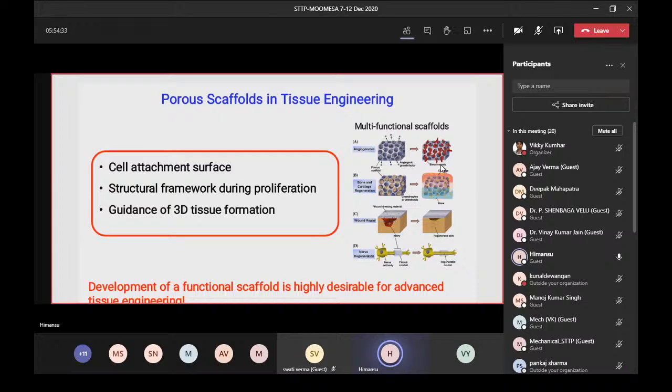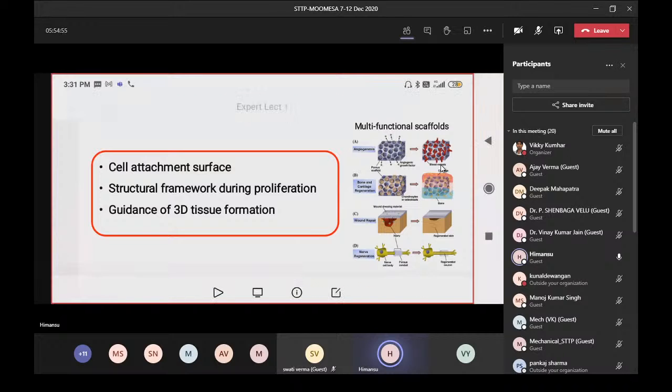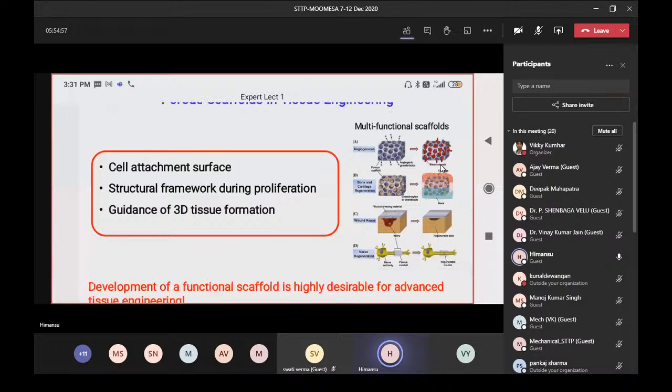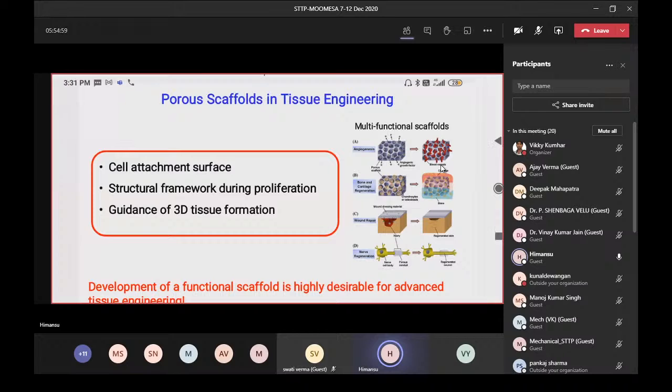They also provide guidance for 3D tissue formation, because ultimately we need a tissue with a three-dimensional structure, right? If you see a liver, a heart, skin, bones, cartilage, everything is a three-dimensional structure. You can see on the right side of the slide we have presented many kinds of the tissues, or rather not tissues exactly, the scaffolds. They are meant for something.